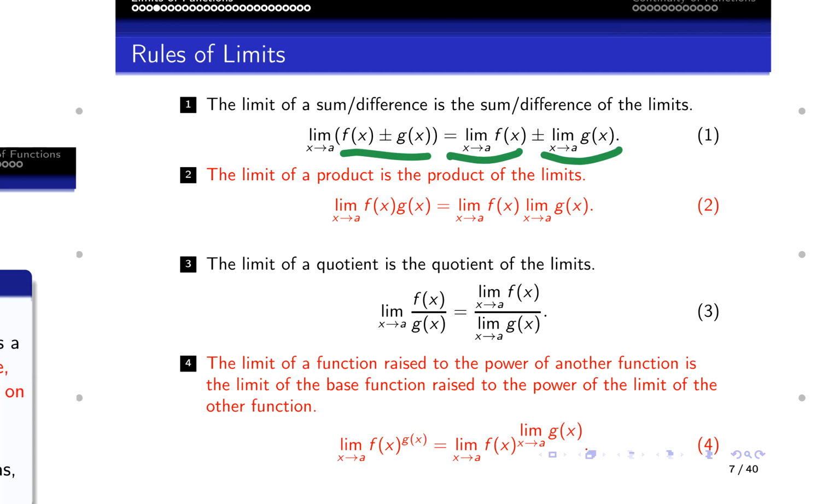The third rule is about the quotient. The limit of a quotient is the quotient of the limits. That means if you find the limit of f of x over g of x, it is the same thing as finding the limit of f of x first and then dividing it by the limit of g of x. So the limit of a quotient is the quotient of the limits, because a quotient is the result of division. Okay. And then you have the fourth one.